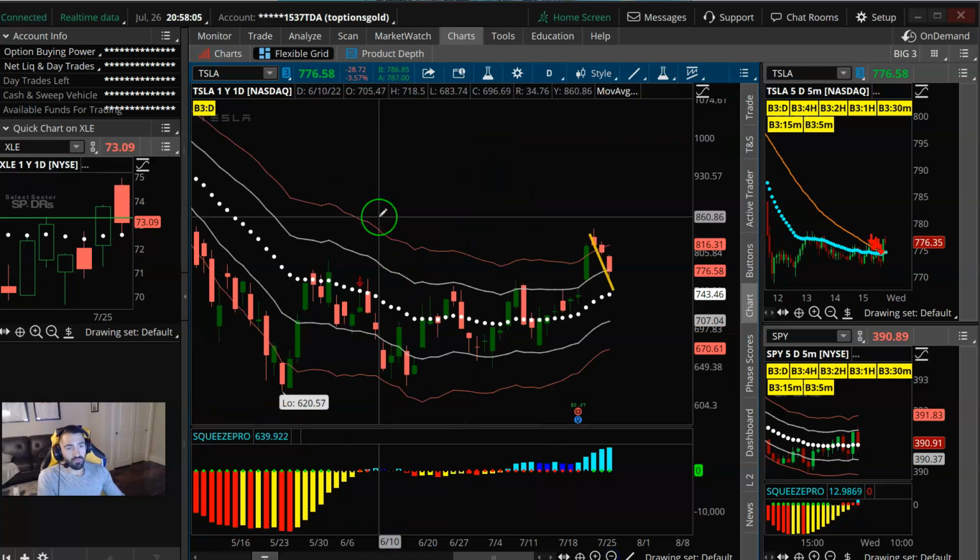So there you go, guys. Hope you found this helpful. And for me, the way I'm finding these trades is just running the big three scan.